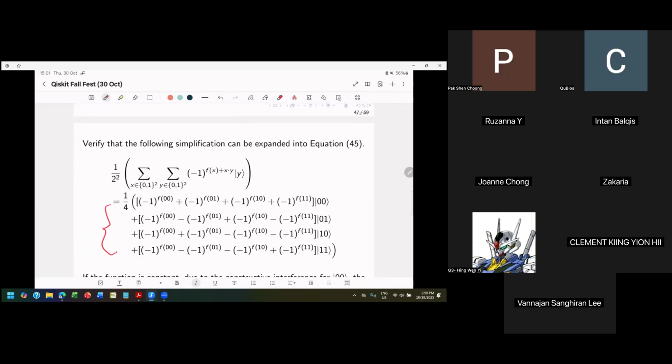Again, you do the whole thing. If, let's say, f is a constant function, what will happen? If, let's say, f is a balanced function, what will happen? So let's start with, let's say f is a constant function. What will happen to the equation?